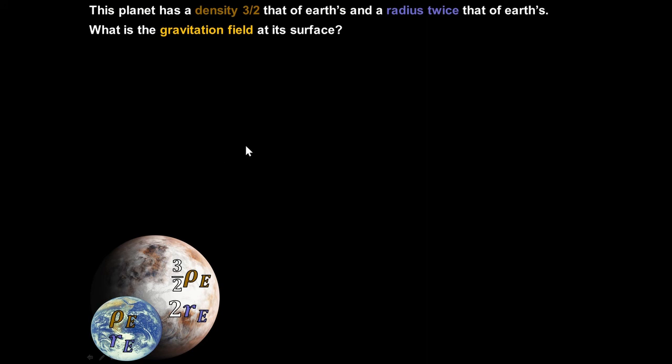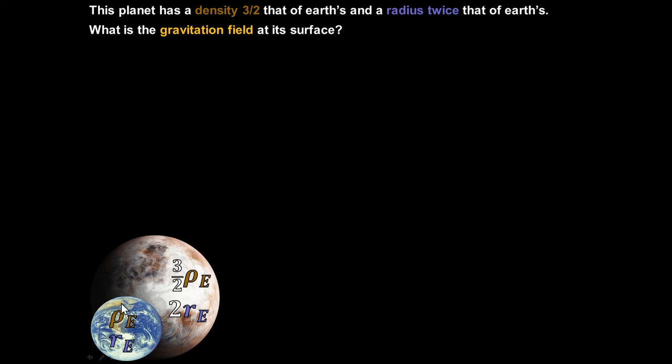It's going to get a little mathy. If you're in AP Physics, this is fair game. If you're in regular physics, you probably wouldn't see one quite this hard. But it says this planet here has a density that is 3/2 that of Earth's, and its radius is twice that of Earth's. What is the gravitational field of this new planet at its surface?